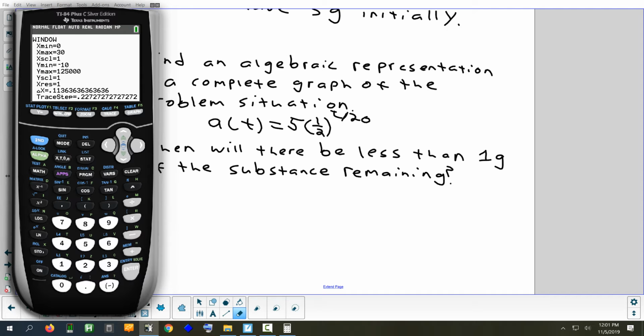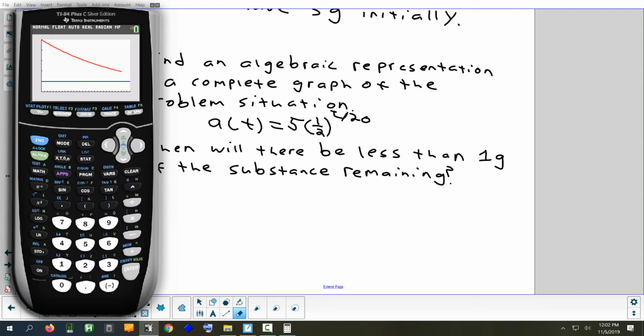How many grams are we starting with? 5. So I don't need to go to 125,000. We're starting with 5. It's never going to reach 0. We're going to have half, half, half. It's never going to decay to 0. That's an asymptote. So there's our line at 1. There's our substance decaying.